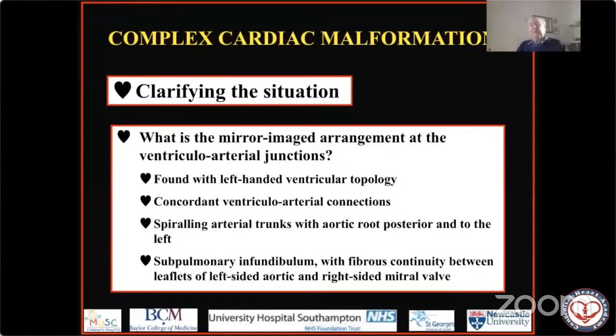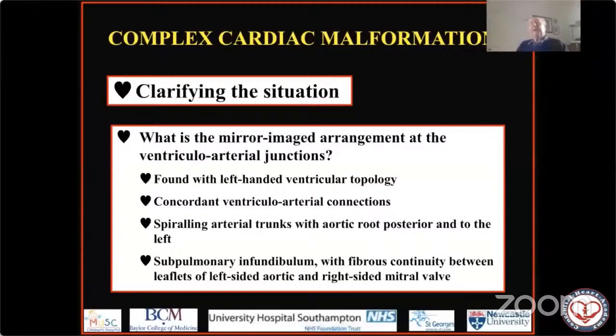And this time, the left-sided aortic root will be in fibrous continuity with the right-sided mitral valve, because, of course, the morphologically left ventricle in the setting of left-handed ventricular topology is going to be right-sided. So this is the arrangement that Diane is going to show you now. We don't have a mirror-imaged normal heart to show you.